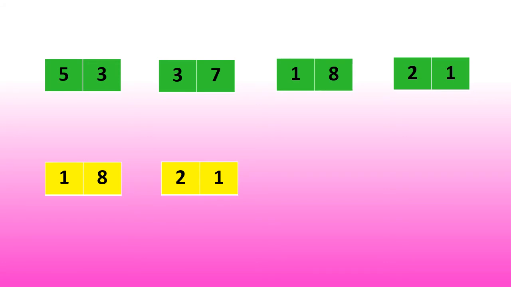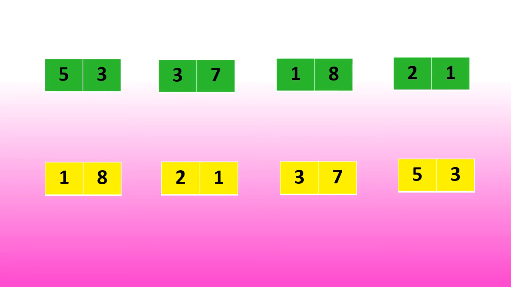Now, we are left with 2 numbers, 53 and 37. And we know that 3 tens is smaller than 5 tens. Hence, the number 37 will come next. Lastly, we have the number 53 with 5 tens. Now, let's read these numbers in the ascending order. 18, 21, 37 and 53.